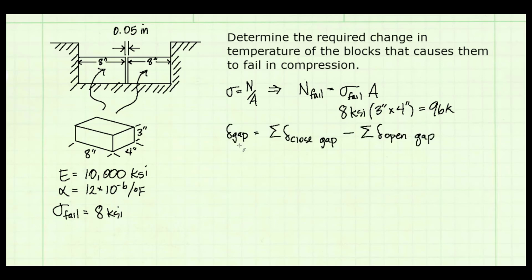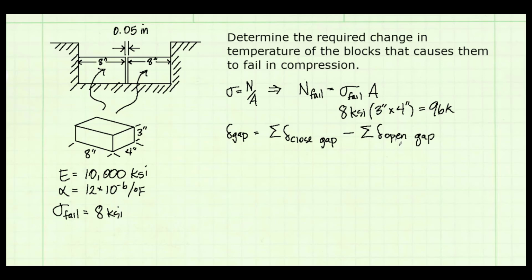We have a gap between the two blocks, so we know what that value is. So we want to add all the deflections that are going to close the gap. Really, there's two kinds of deflections. There's thermal deflections and there's force deflections. So it'll be the thermal deflections that cause that gap to close. And we're going to have 2 of them, one for each block. Because the blocks are identical, we can just take our thermal deflection equation for one block and multiply it by 2.